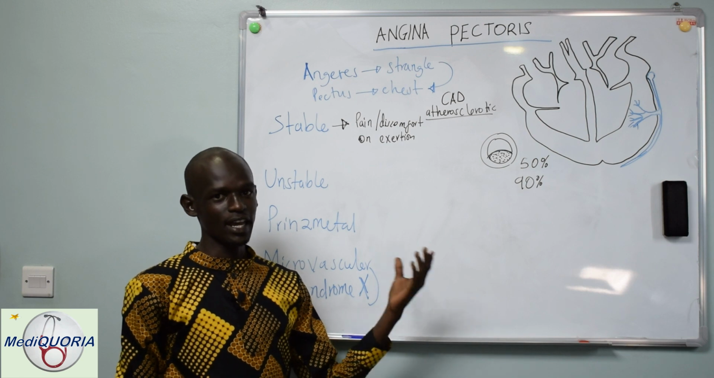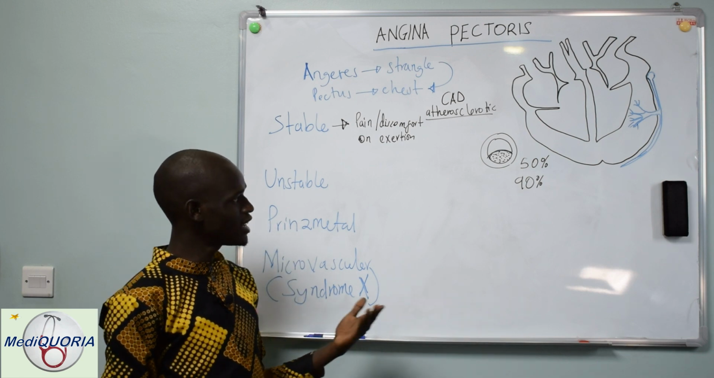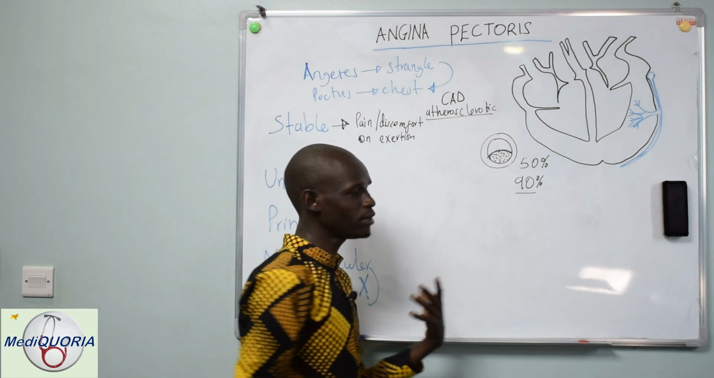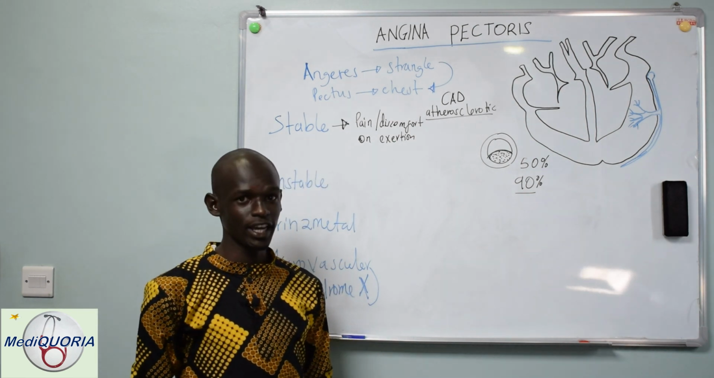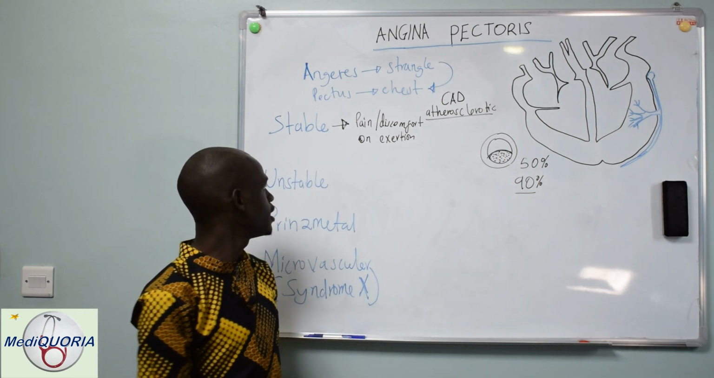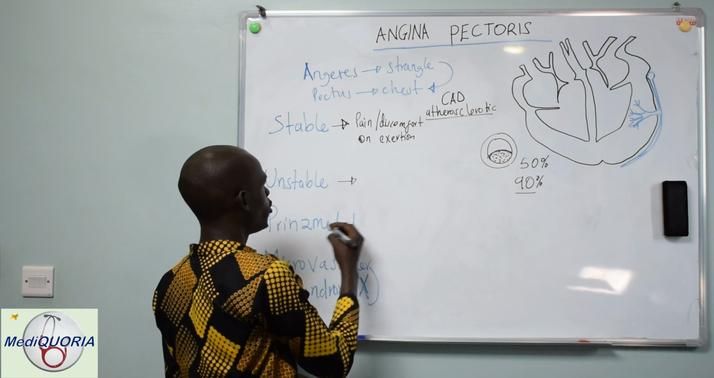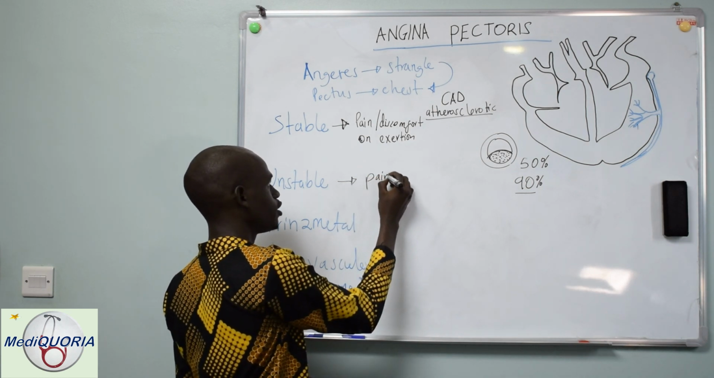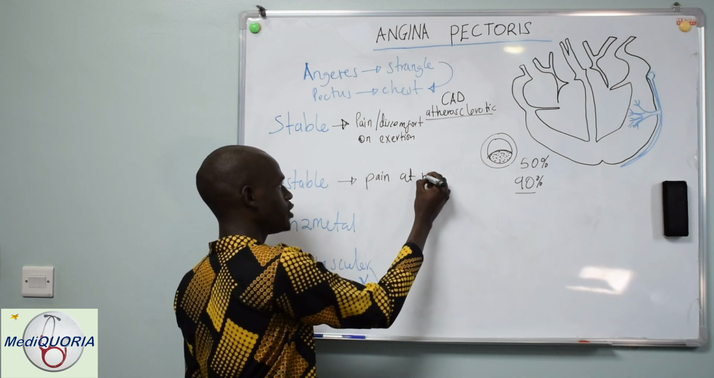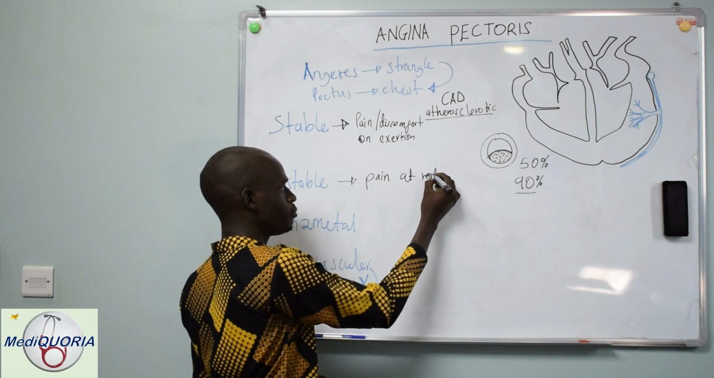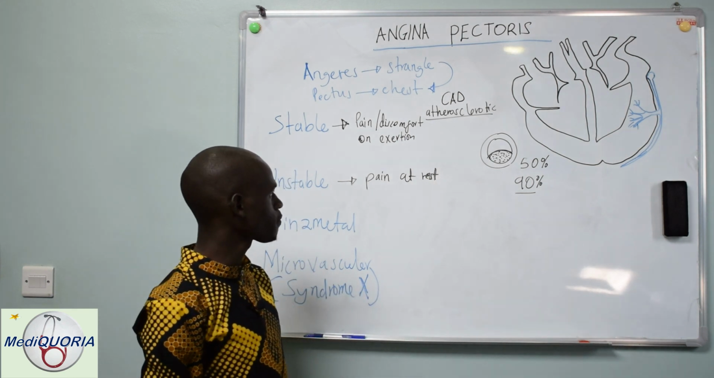Now, as occlusion progresses to about 90%, this coronary artery becomes even unable to supply blood to the heart even at rest. In other words, the blood supply becomes inadequate, and this patient starts to experience symptoms even before they engage in any physical activity. In that case, it becomes unstable angina, where someone has pain or discomfort even at rest, and this pain is not relieved when the person sits down to rest.